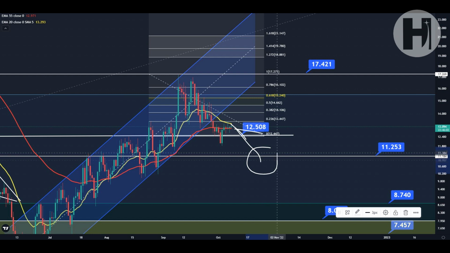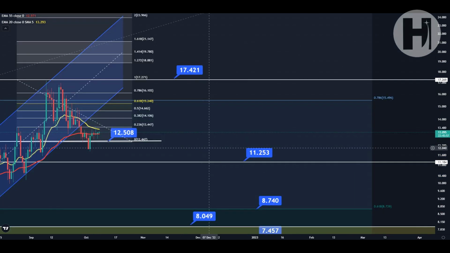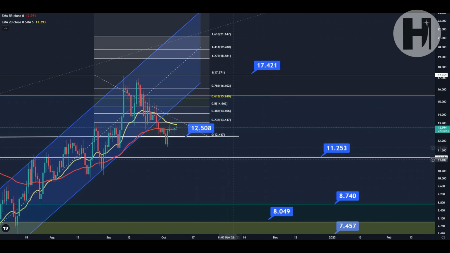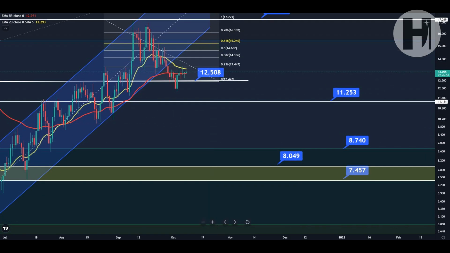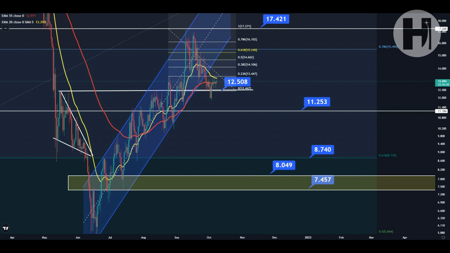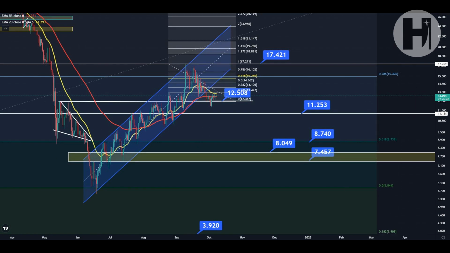But hey, don't listen to me. I'm just some dude on the internet talking about his perspective. Like I said, I'm going to be buying anywhere from $10 and below that. We also have this zone over here, which I would like you to pay attention to. We backtested this level as support for the last time in July, and we have been in a very nice uptrend ever since. And I do think it's very possible for us to come back down to $8.74.